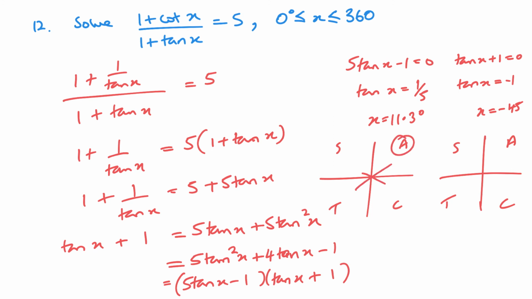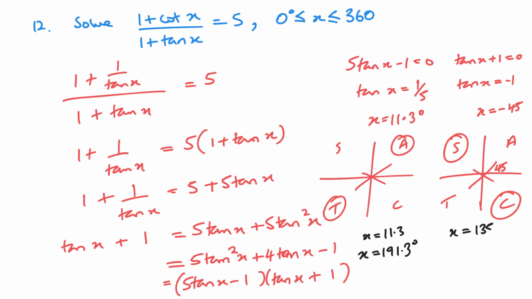So first one, tan is positive, so I want here and here. I'll pop the answers in black. So we've got x equals obviously my 11.3, and my second angle there is 180 plus it, so 191.3. And in the second one, this size of angle is 45, but I want tan negative, so these two sections are my important ones. So we're looking at 180 minus 45, so x is 135, and 360 minus 45, so 315.